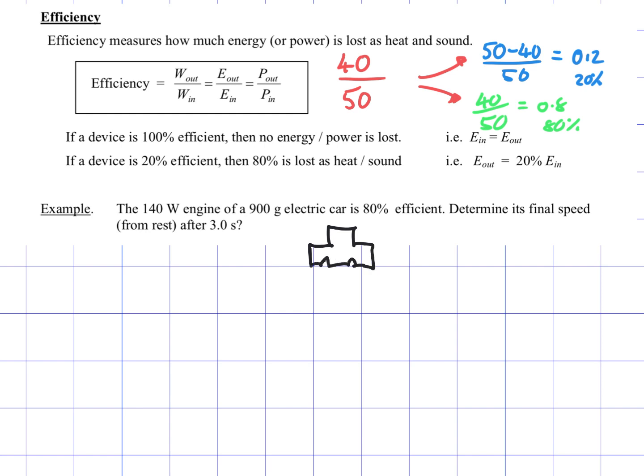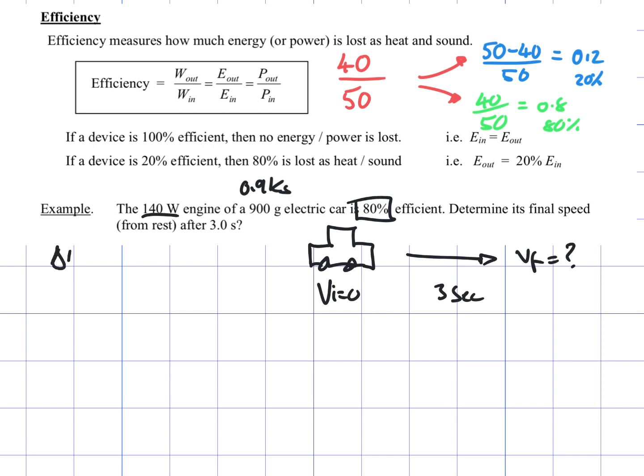Here's an electric car, and it's got a motor in there that is 80% efficient. And the motor is rated at 140 watts. Now, this car is going to start from 0, and it's going to move for 3 seconds. And after 3 seconds, it reaches a final velocity, and we're going to try and work out what that final velocity is. We also know that the mass of the car is 0.9 kilograms.